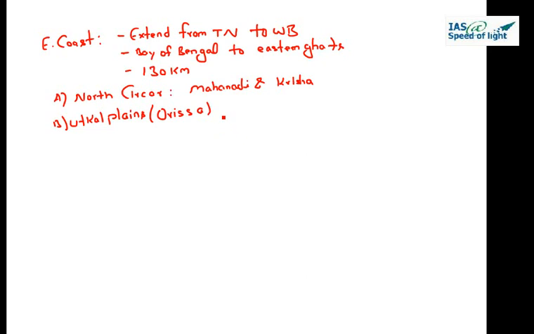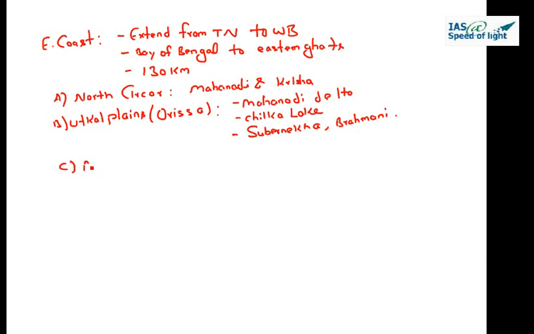So Utkal Plains, first thing famous for Mahanadi Delta and Chilka Lake. Then many other rivers also flow through this particular area. One is the Subarnarekha, Brahmani, etc. Now third one is the Andhra Plain.